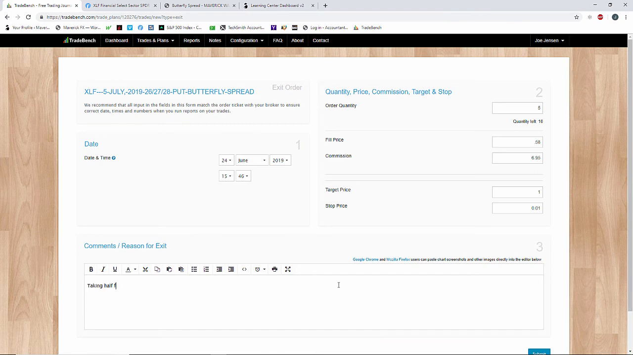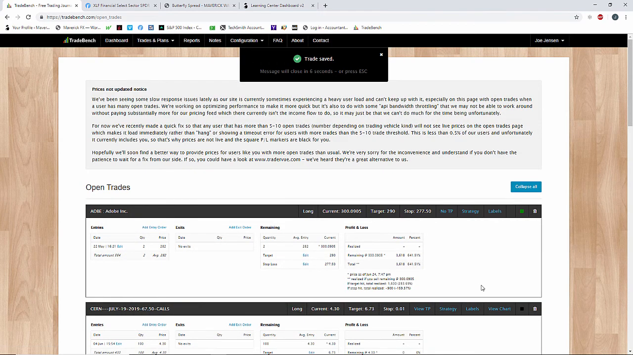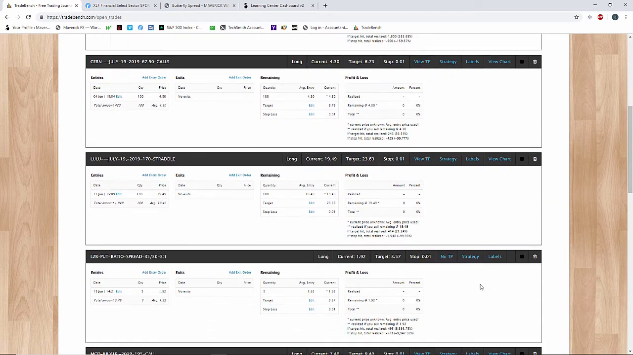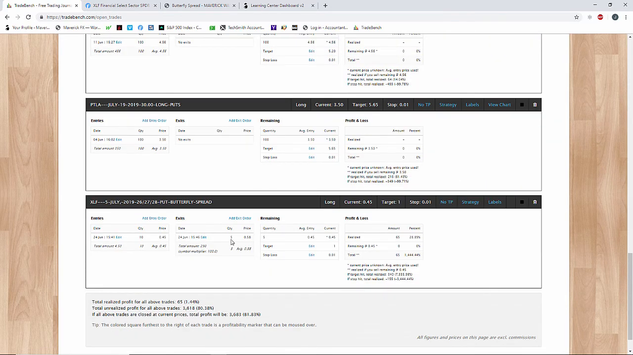Taking half profits on 6/30/19, week of expiration. There you go. Boom. And then we can just follow it along and do whatever you guys want to. It's easier to play with the net debits versus the credits sometimes, but let's go over here and you can take a look at what we're doing so far on this. There it is. We got 5 left.